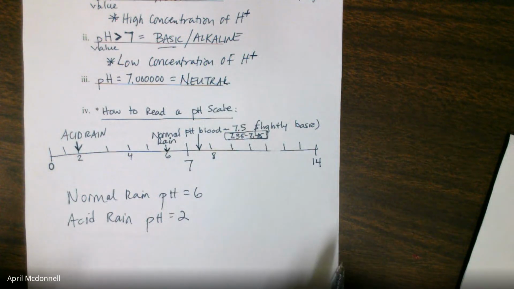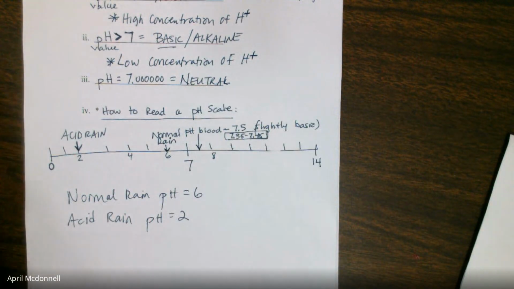We're going to use this example in order to understand the pH scale and how acidity changes when we move from one value on the pH scale to the next value.